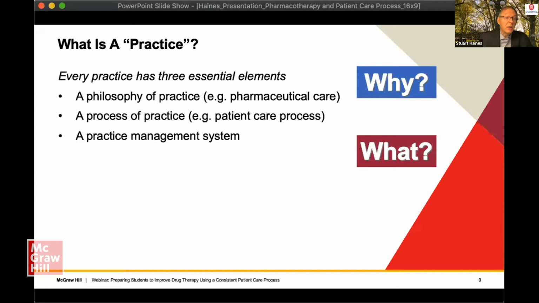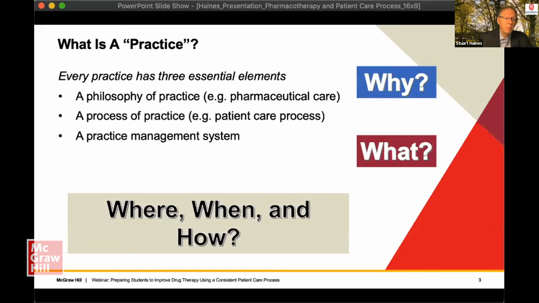The second part that builds a practice is not only the why, but the what. And the what in our case is the process that we'll use to deliver on our promise of our why. So the process of care, when consistently delivered, can help us achieve the why, the goal. And finally, we need systems in place to support our practice. So to support our what? And this is the where, the when, and the how, and the support systems that go around that. And there's been a lot of additional work over the last decade or so around this area, the practice management system issues that need to be addressed in order for us to consistently deliver high quality care.